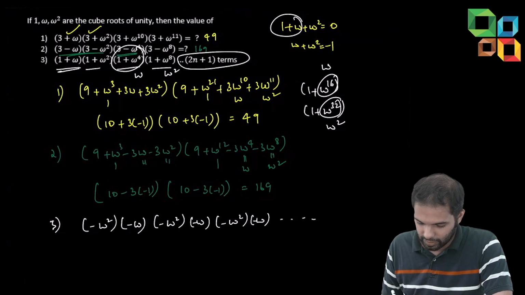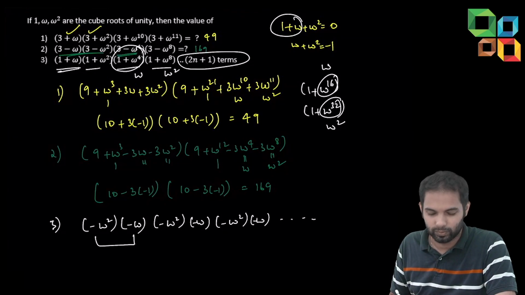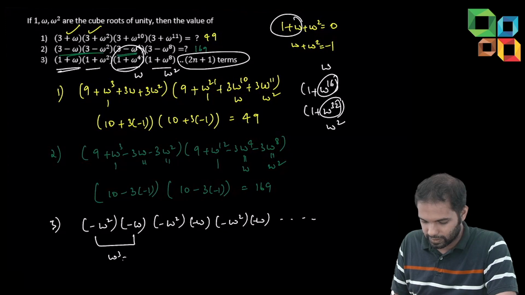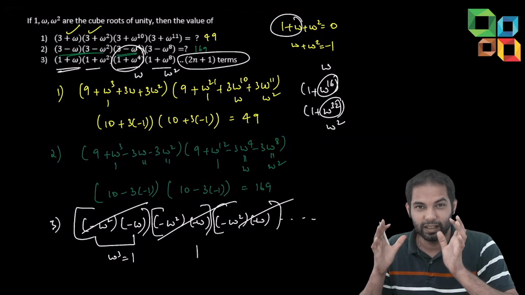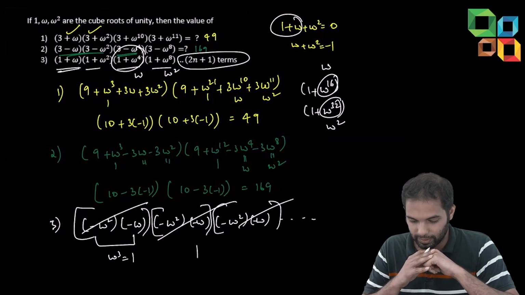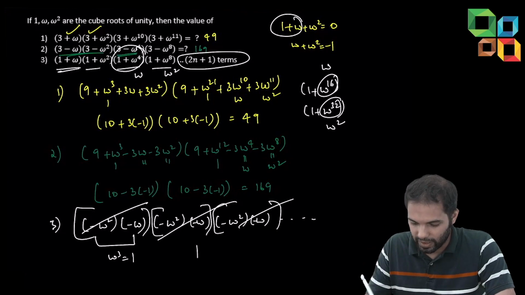Okay. So let us look at what happens to these pairs. If I multiply these two, it's omega cube, which is equal to 1. So this entire product is equal to 1. This entire product is equal to 1. So each of these products is equal to 1. Great. But if you had an even number of terms, then I could have said the entire product is equal to 1. Now what do we have?